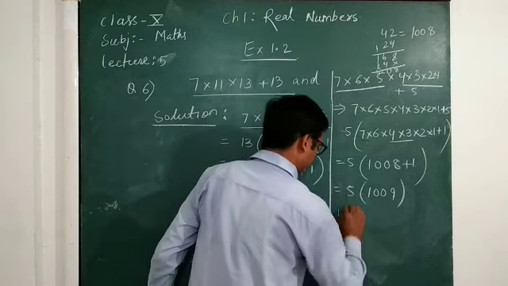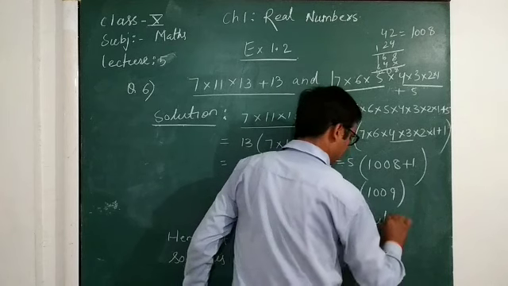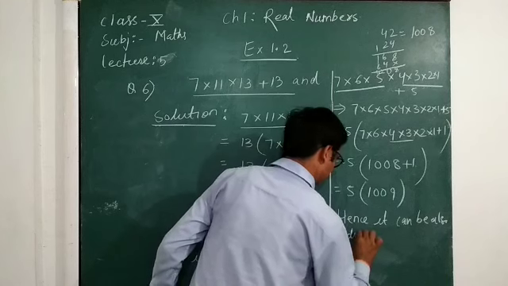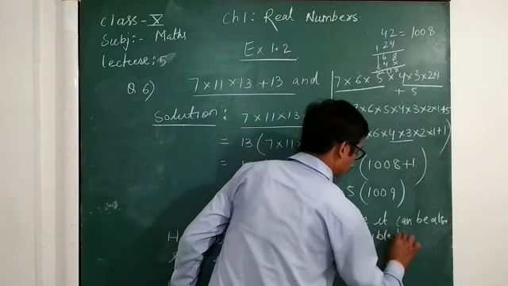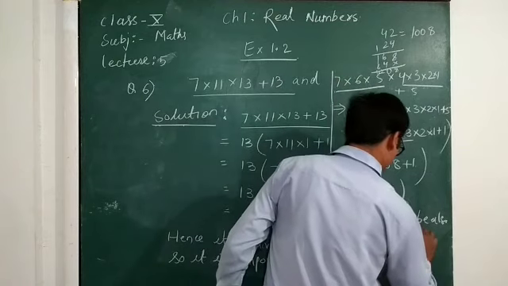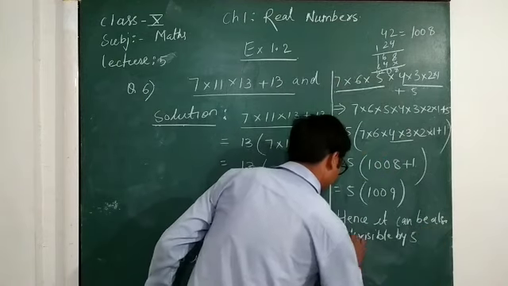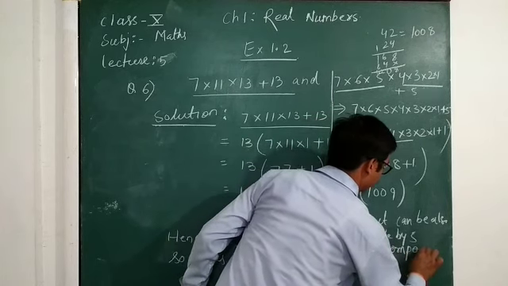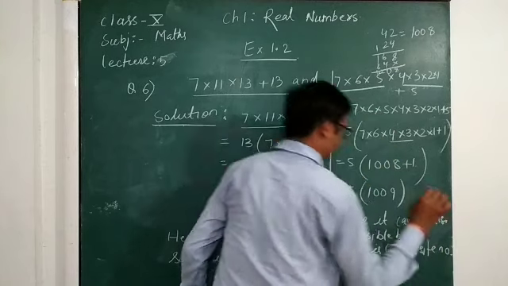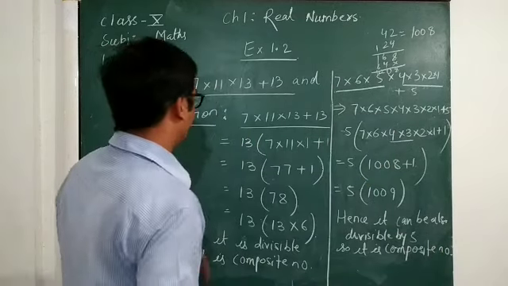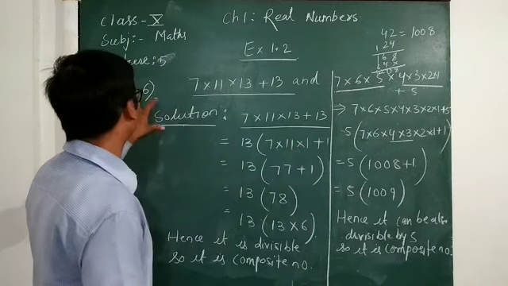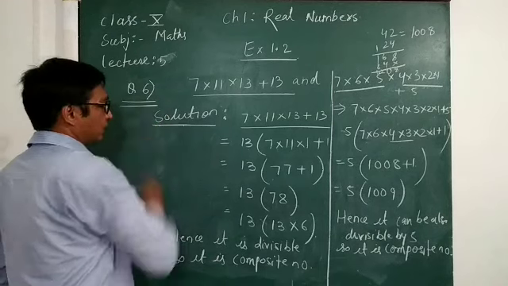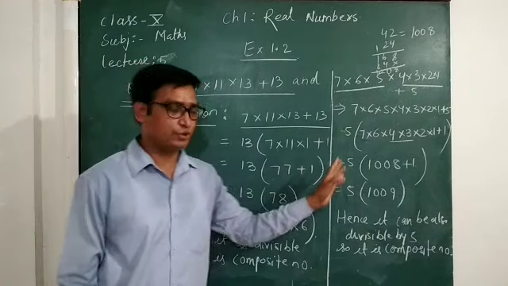Hence it can also be divisible by 5. So it is a composite number. Okay, so this is the second question of this exercise. So I think it would be clear to you.